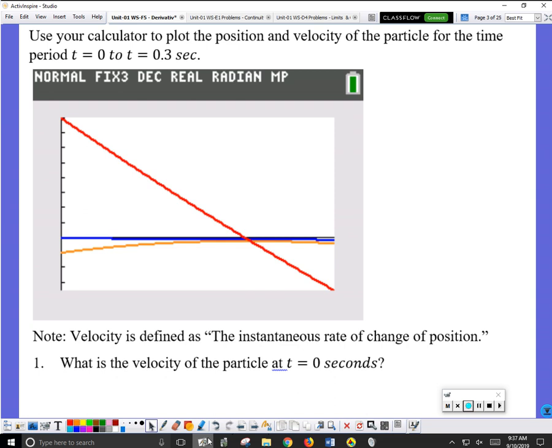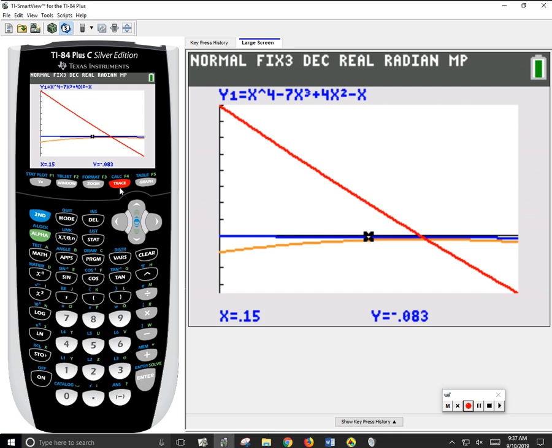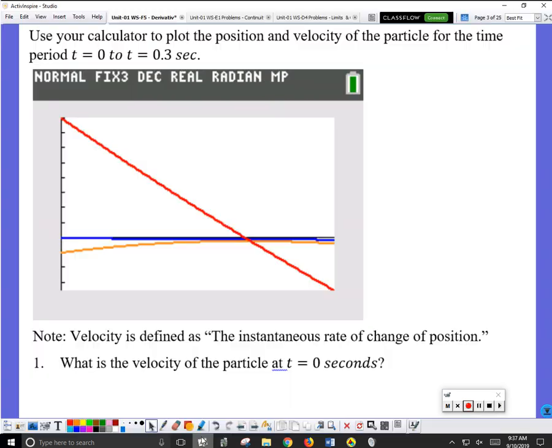It says, what is the velocity of the particle at time equals 0? Just use your calculator, hit trace, make sure you're on velocity, 0, negative 1. So I now know the velocity at time 0 is negative 1, and make sure you use units.